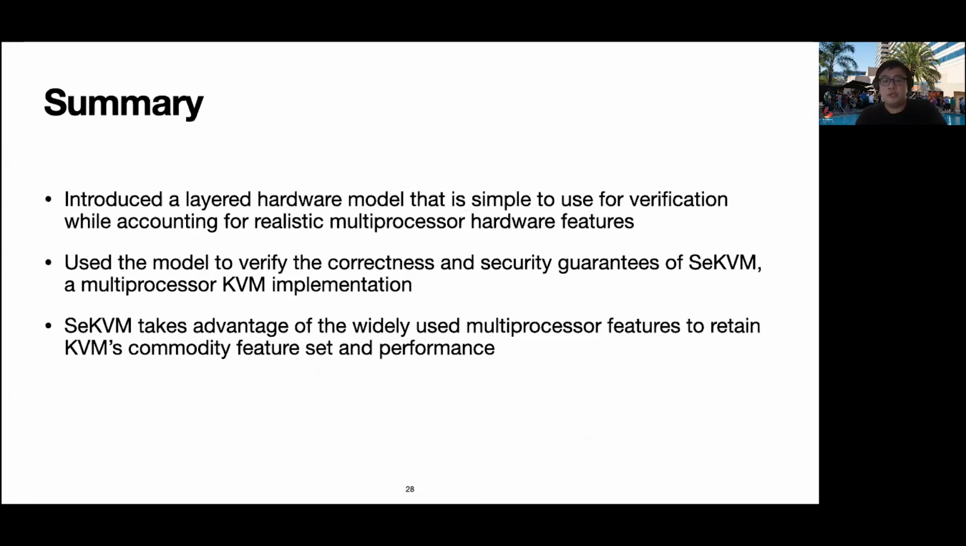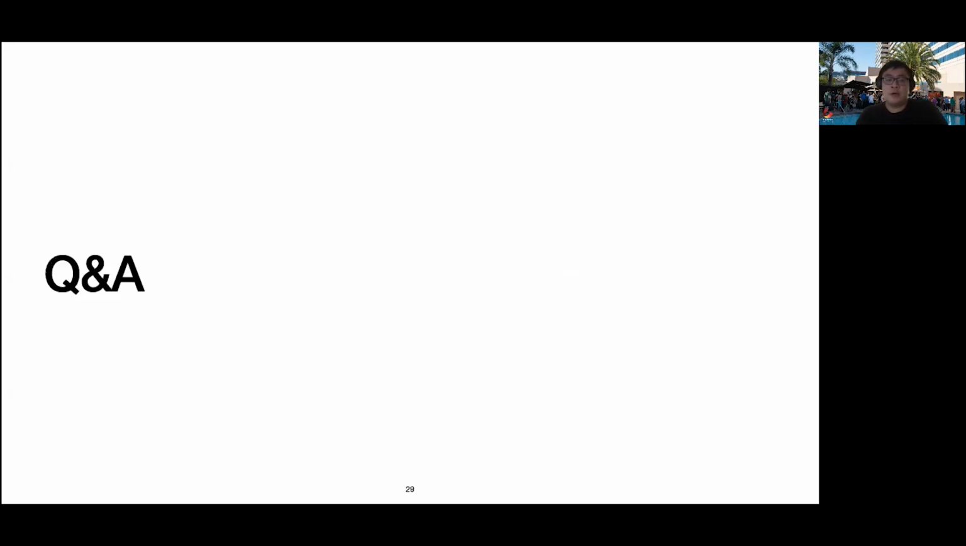In conclusion, we introduced a novel layered hardware model that is simple enough to be used for verifying real software while accounting for realistic multiprocessor features. We use the layered model to verify SeKVM, a multiprocessor KVM implementation, ensuring that the verified guarantees hold on multiprocessor server hardware. The verified SeKVM implementation can thus take advantage of the widely used multiprocessor features to retain KVM's overall feature set and performance. That'll be all for my presentation.